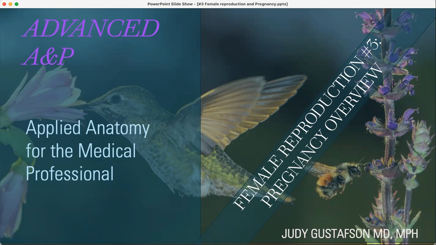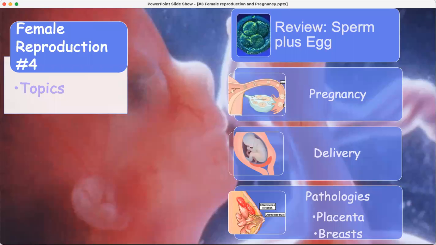For the last part of the female reproductive system, we're going to talk about just the pregnancy overview and quite a bit of pathologies in this one. So we're going to review the sperm and the egg, implantations and chromosomes, just to refresh your memory from basic anatomy, go through pregnancy, where it occurs, the delivery process, and some pathologies that include the placenta, the breasts, abnormal placental implantation, and more.